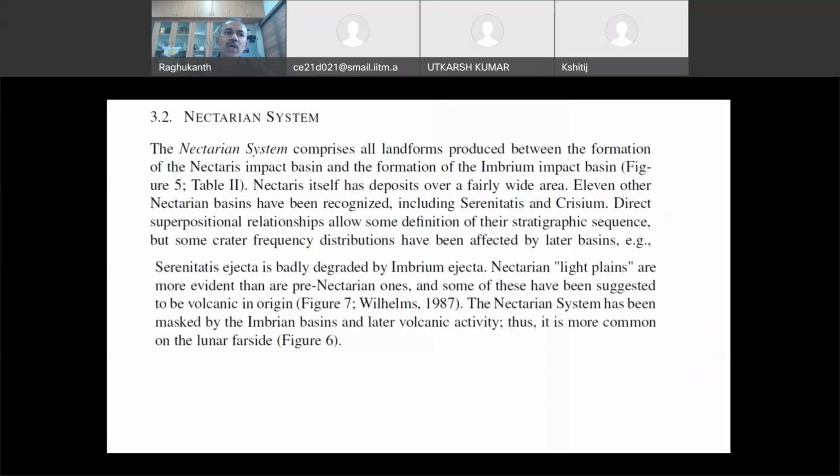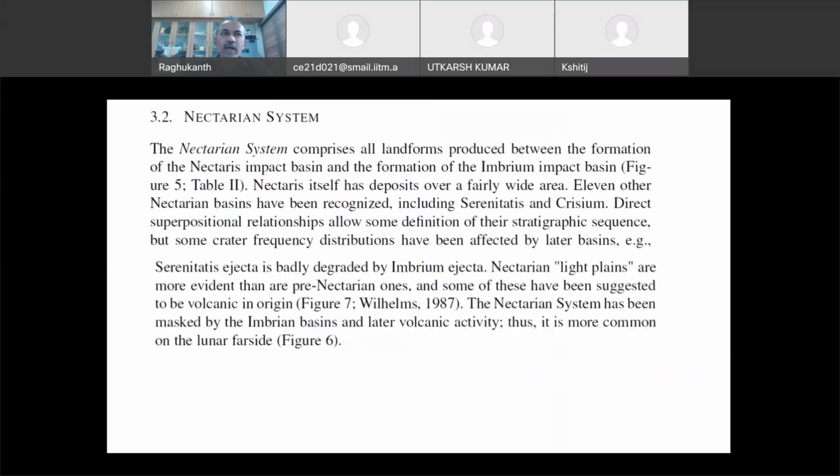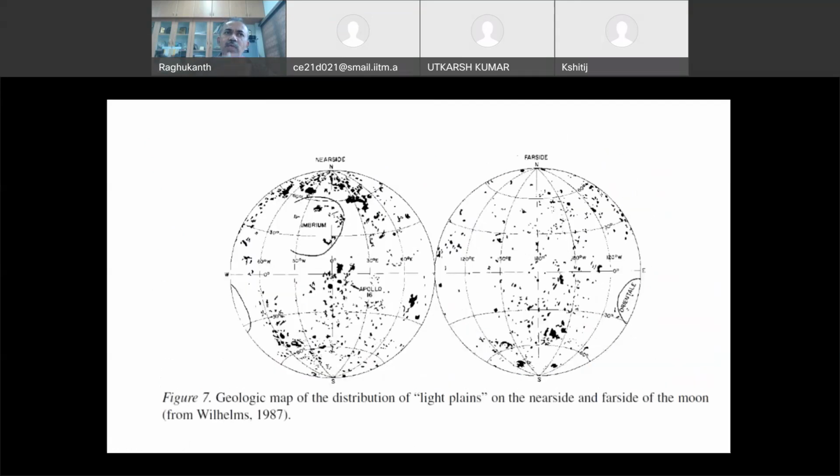Most of the Nectarian things, they say, you can find on the far side of the Moon. The near side of the Moon is mostly characterized by Imbrium, which is much younger than Nectarian. But if you see the far side of the Moon, you will see the Nectarian and pre-Nectarian; the age is extremely old on the far side. They have found this out from the craters only.